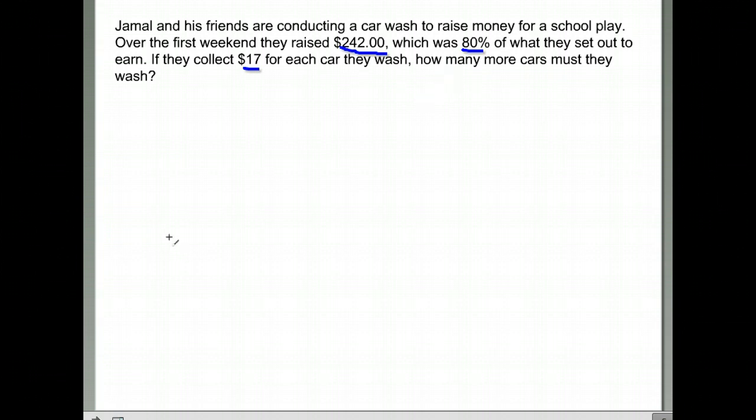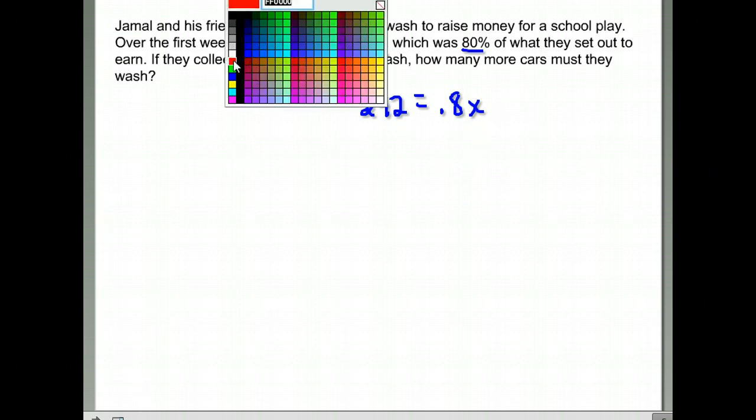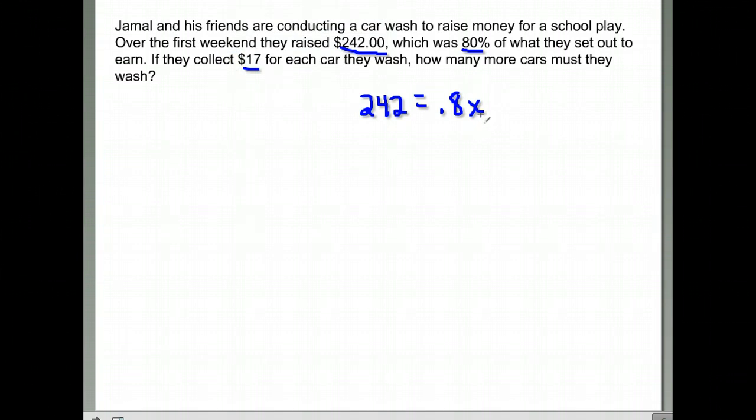Okay, so let's break this down and figure it out. First of all, we need to know how much more money they need to make. It says so far they've made $242. Now that $242 is 80% of the amount they need total. So that would be equal to 0.8, that's our 80%, of whatever the total amount they need is, that X. I'm going to solve that so that I know where I'm going with this. How much more money do I need to make? It's because they've made 80% of the total.